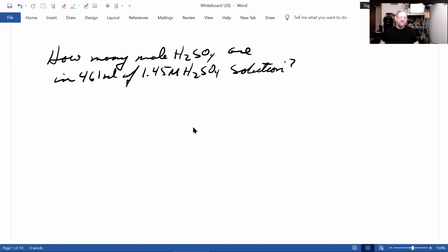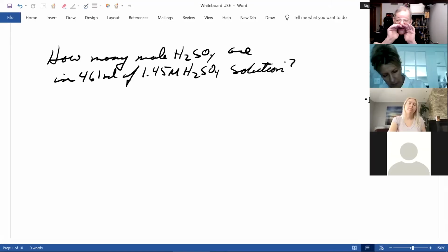And why don't you try this one? How many moles of H2SO4 are in 461 milliliters of a 1.45 capital M H2SO4 solution? Your turn. If you don't have a calculator, just try setting it up. Remember, find what you are being asked to find, what you are given, and use your good buddy, your good friend, unit analysis.